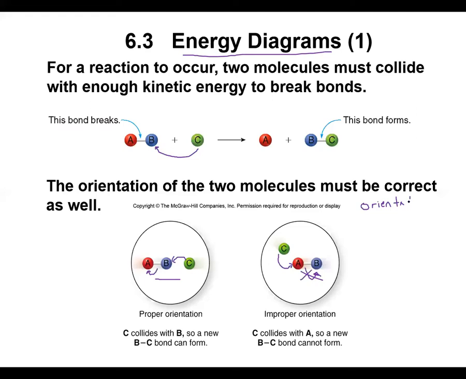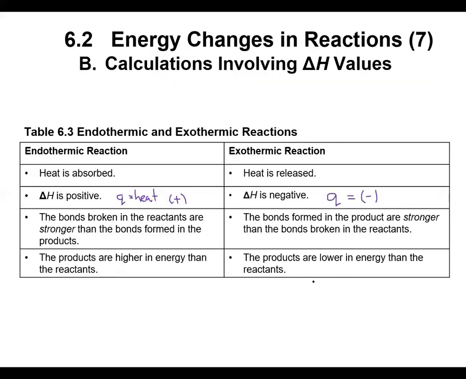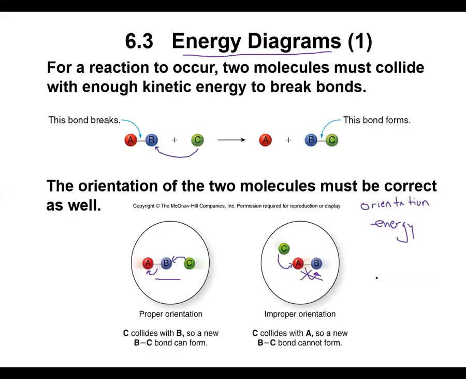They do need to come together with a correct amount of energy to really kick off that reaction, get that reaction to basically start. So orientation and energy are really important for an actual product to be made in a reaction. Again, not all collisions will result in product formation.